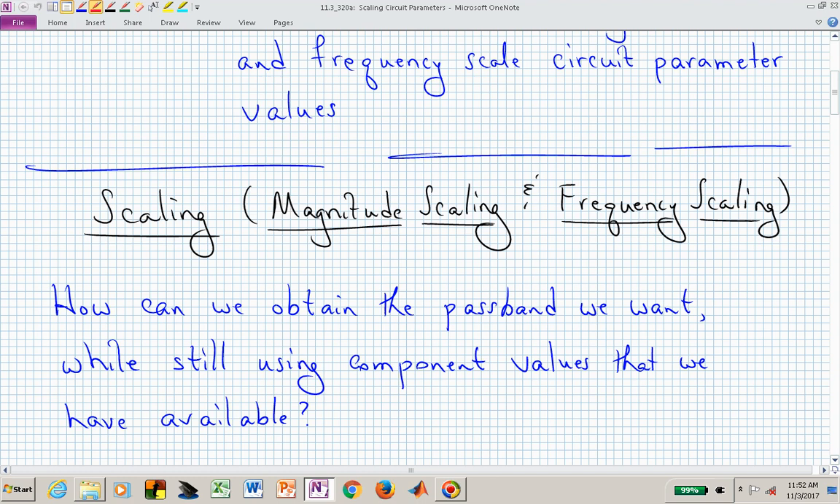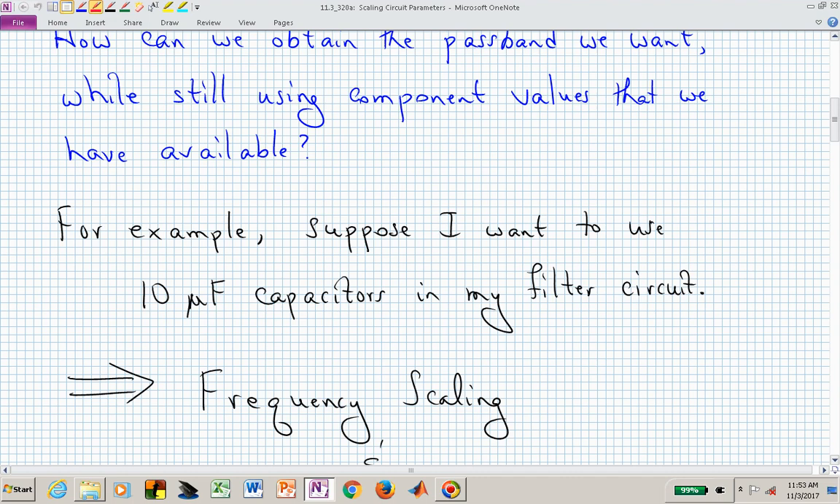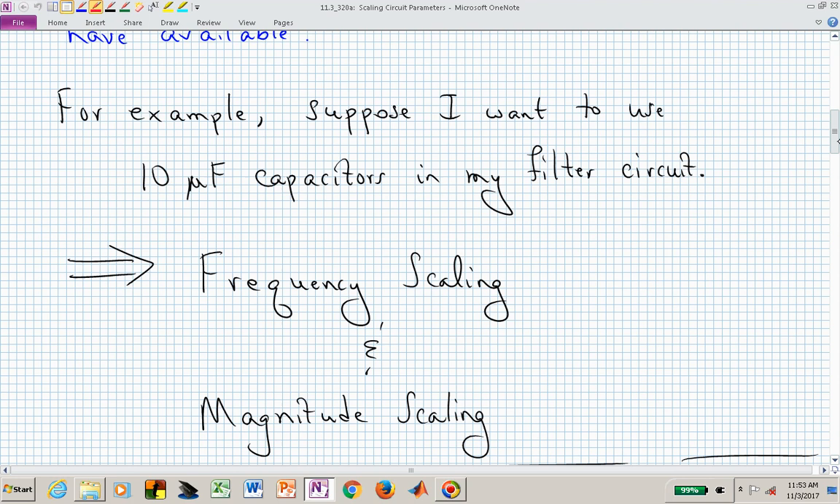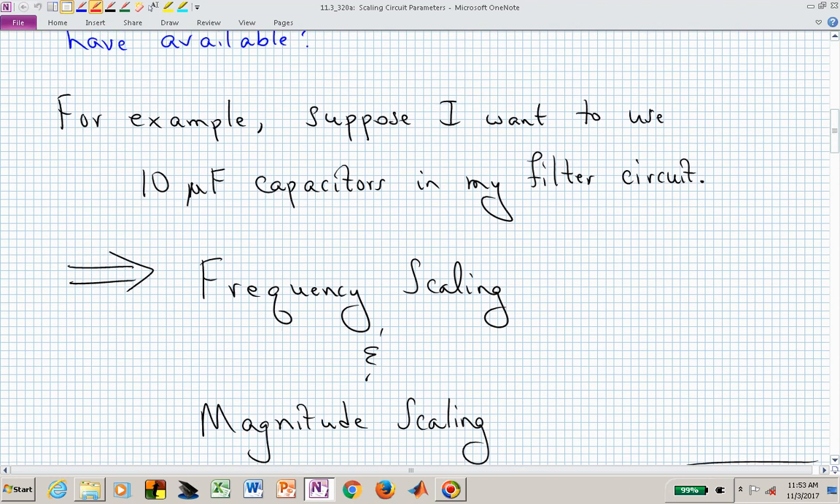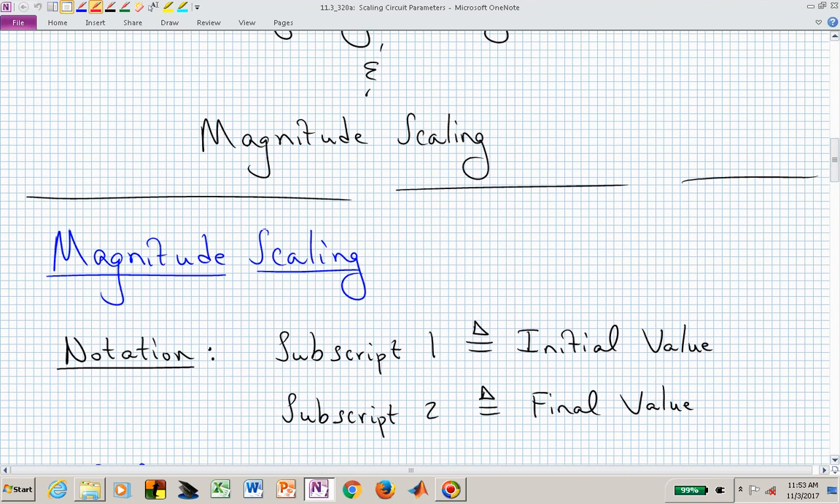And it's really addressing this question: how can we obtain the passband that we want? So now here's a particular bandwidth while still using, let's say, capacitors that we have available from the stockroom. For example, maybe we want to use a 10 microfarad capacitor in our circuit. Well, that means that we probably need to perform frequency scaling and magnitude scaling to make this happen. And before we get too far into this magnitude scaling topic, let's now talk a little bit about notation.